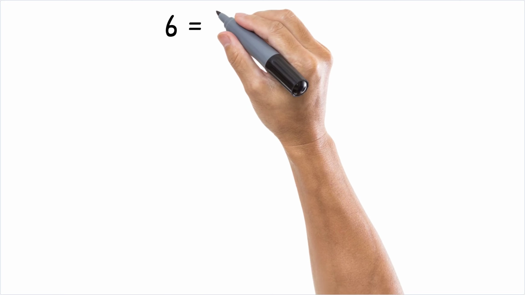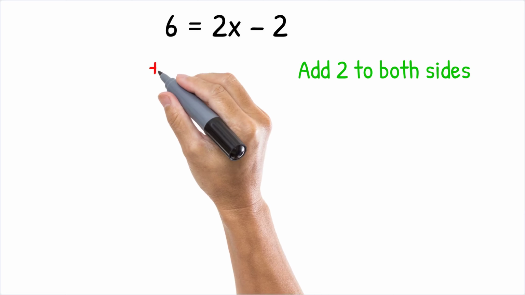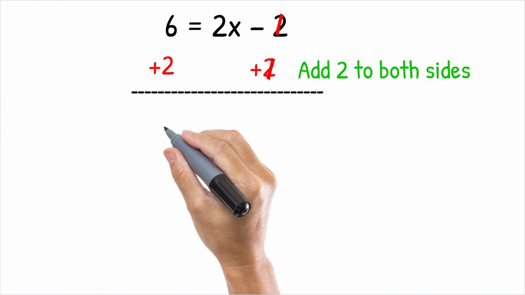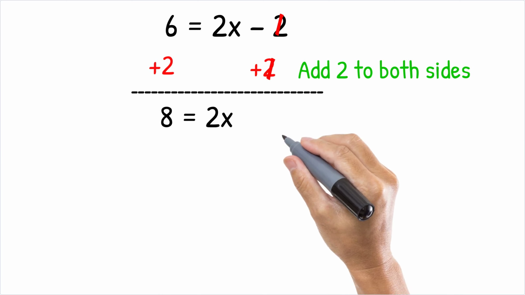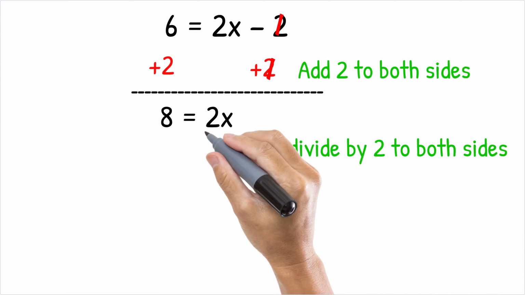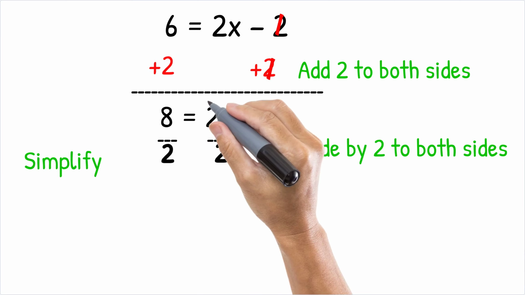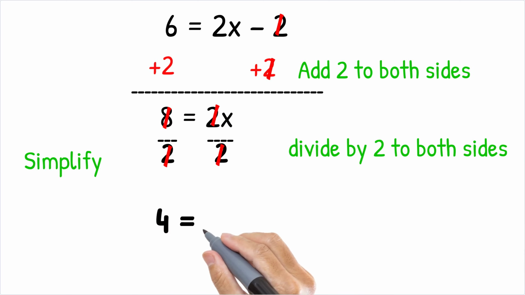Rewrite the equation. Now, add 2 to both sides. Plus 2 and minus 2 cancel. The equation is 8 equals 2x. Now, divide by 2 on both sides. Simplify 2 with 2 and 2 with 8. The solution is x equals 4.